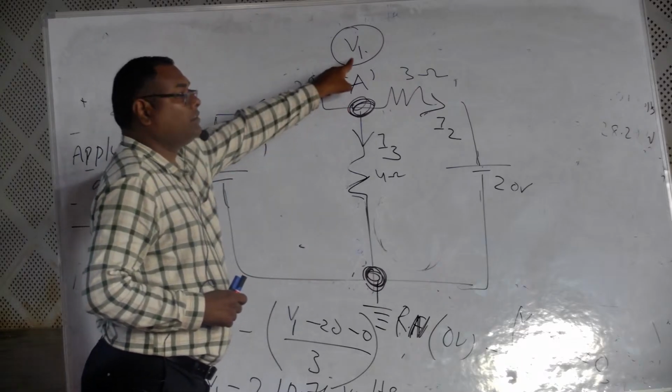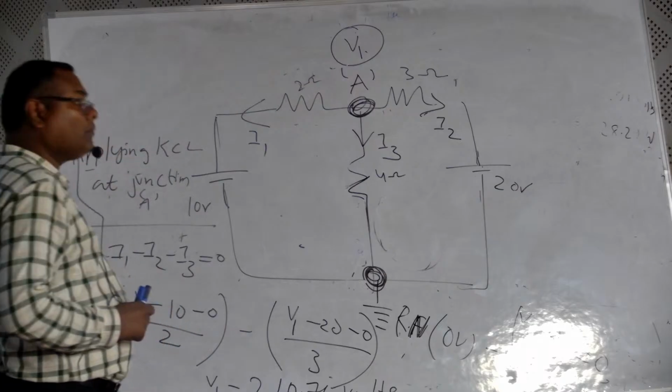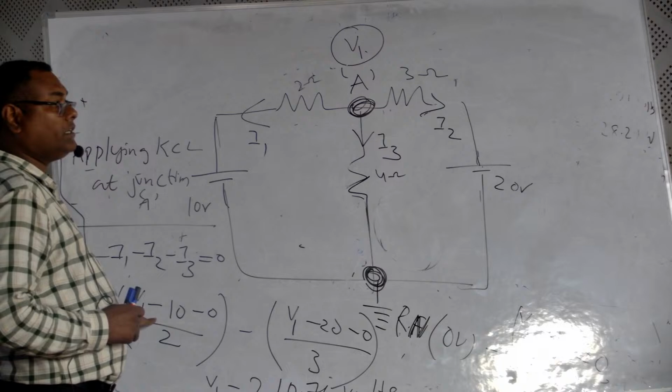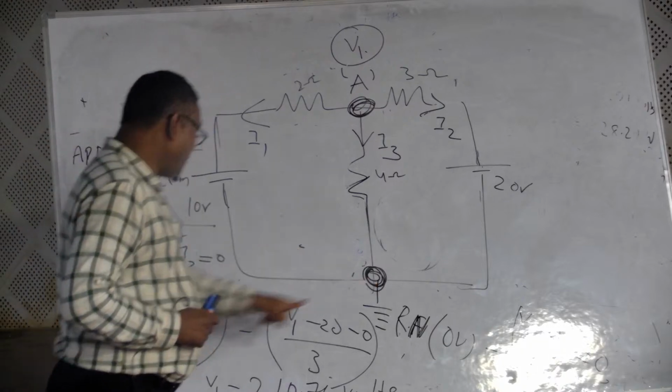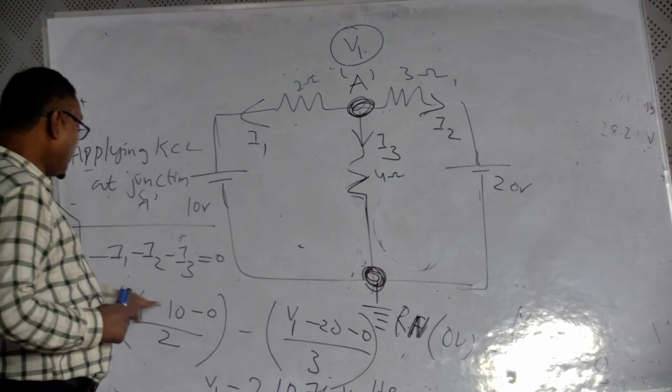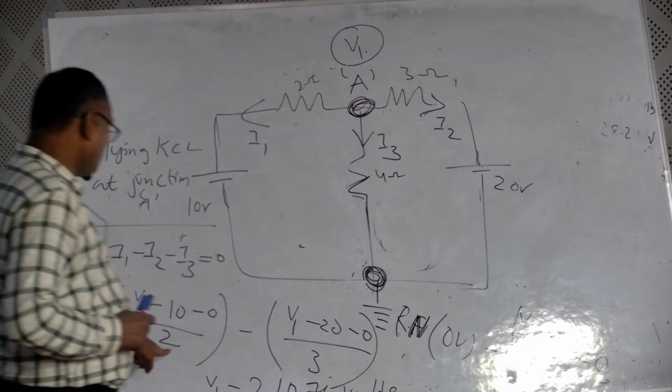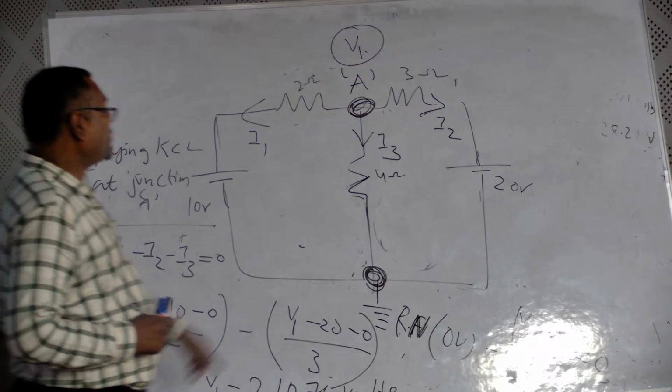I1 should be converted to total voltage by total resistance for this branch. Who is in charge? V1. V1 is always plus. I'm going downwards, plus to minus, minus 10. Lower potential is always minus 0. Total voltage by total resistance. How many resistors are there? Only one resistance, 2.